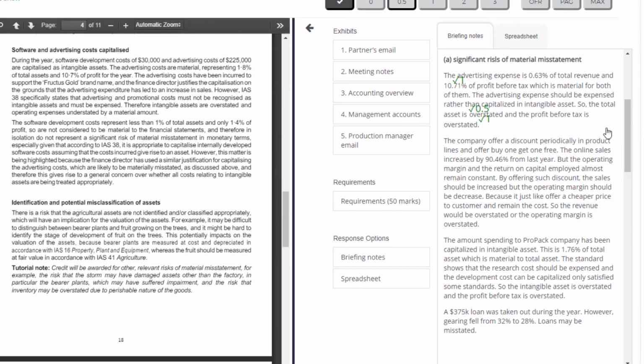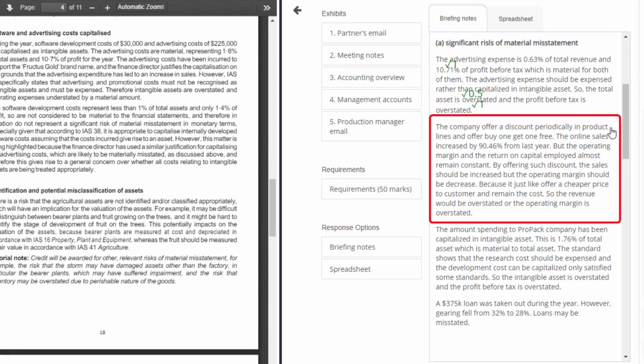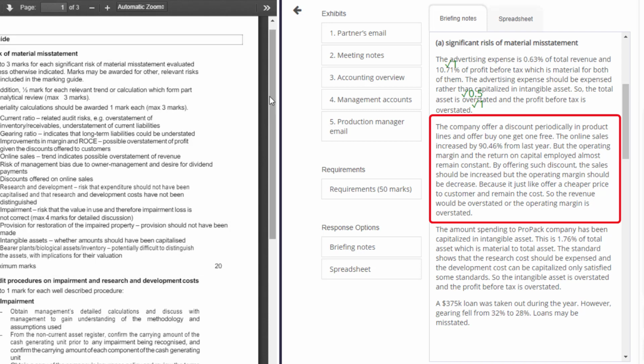What about the second point here? The discount being offered on online sales. So this is in the marking scheme, and it is a decent point. I'm not sure, though, that the online sales amount is particularly relevant here to the discount. It's a bit confused to try and bring two things together. Better to separate those out. It's kind of saying they've offered a discount, but operating margin and return on capital have remained constant.